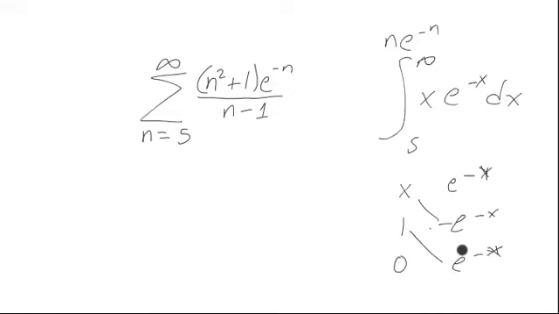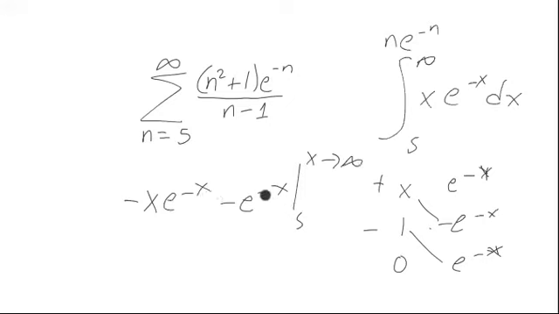So we end up getting something like this. We end up getting negative x e to the negative x, that's a plus and a minus, okay, so minus e to the negative x. And this is from 5, and then a limit as x goes off to infinity.